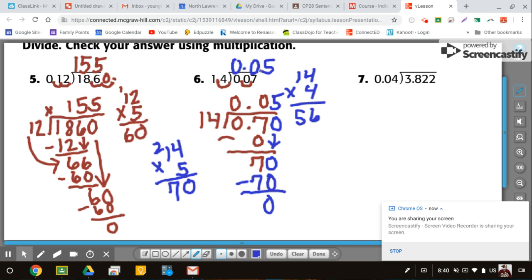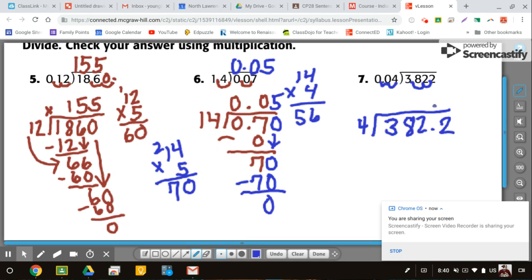The last problem, we have a few more spots to move. We have to move over 2 spots to get this to be a 4. So we're going to have just a plain old 4 right there. And then we have to move this over 2, which leaves us at 382 and 2 tenths. So to keep track of our decimal, we're just going to put that right there.